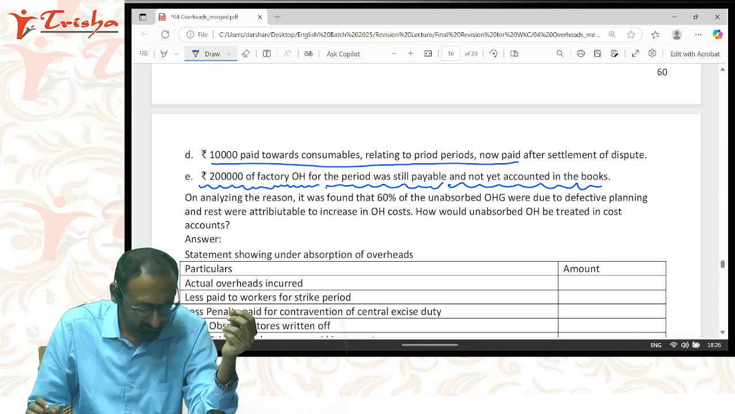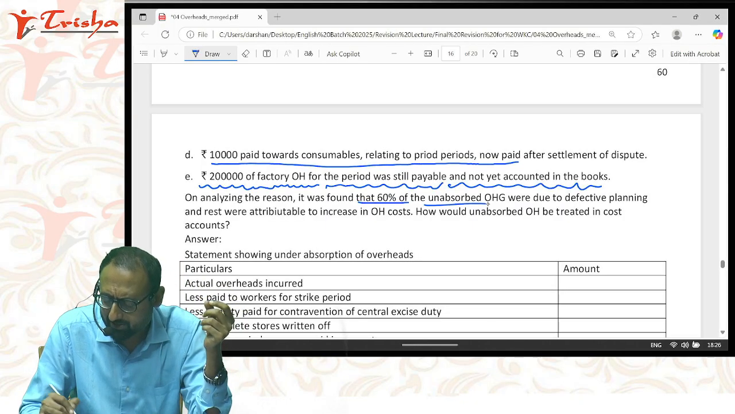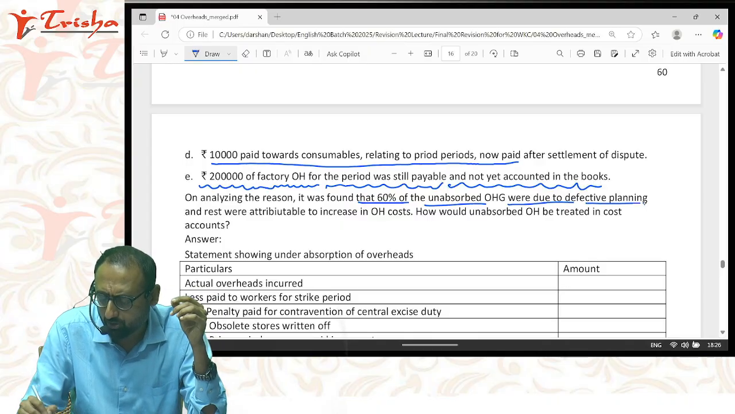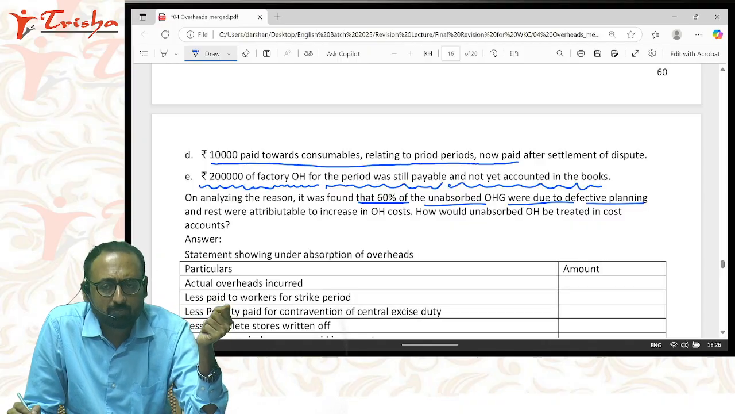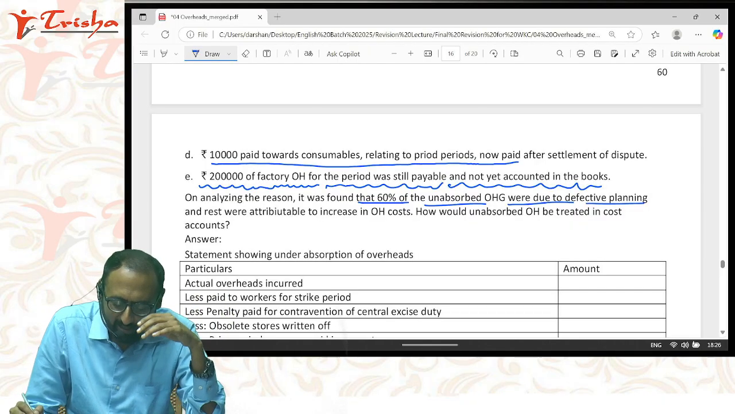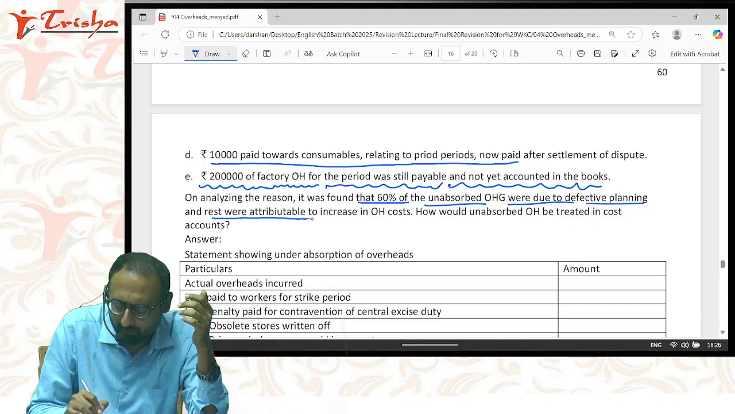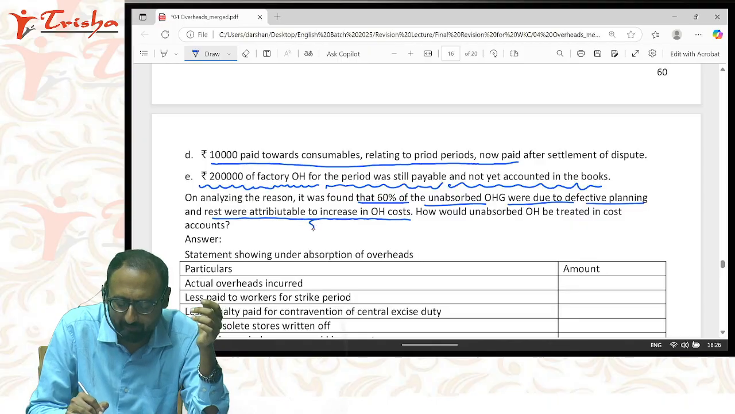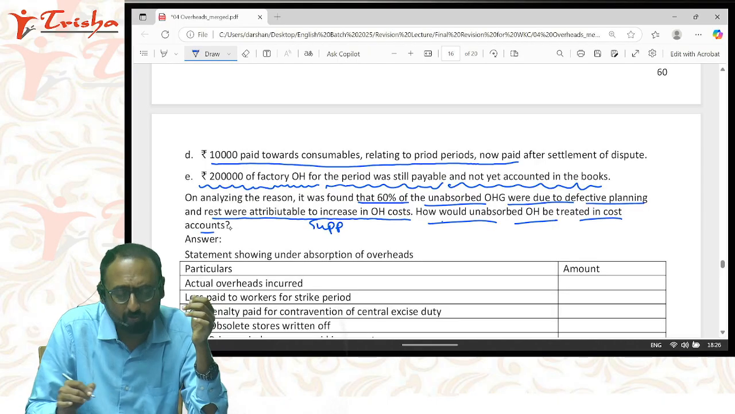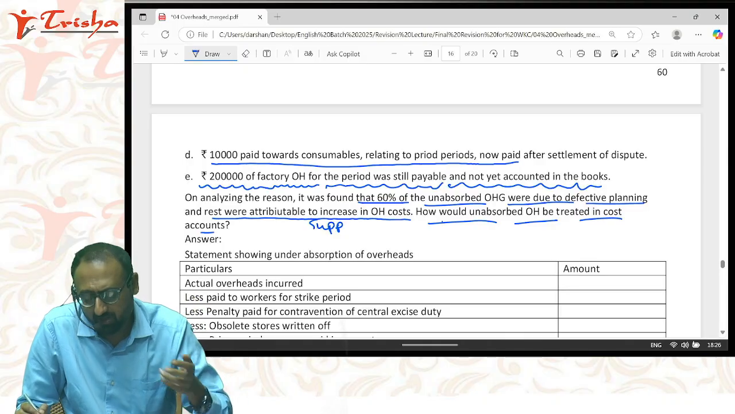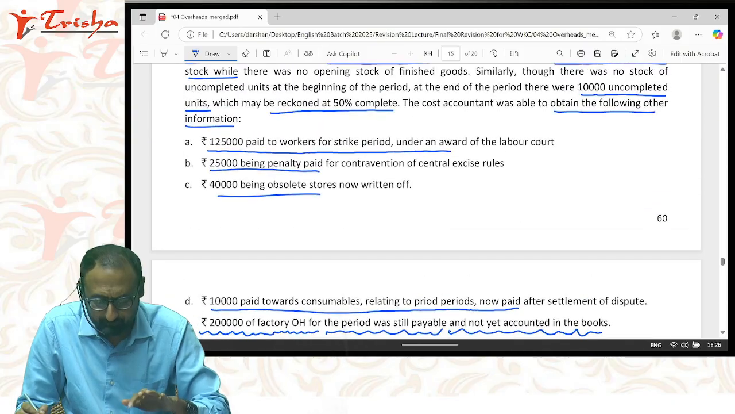On analyzing the reason, it was found that 60% of unabsorbed overhead was due to defective planning. So where will that 60% go? Costing profit and loss account, abnormal reason. And the remaining rest is attributable to increase in overhead cost, so the supplementary rate you are going to calculate. How would unabsorbed overhead be treated in cost accounting? How to treat that under absorption of overhead?